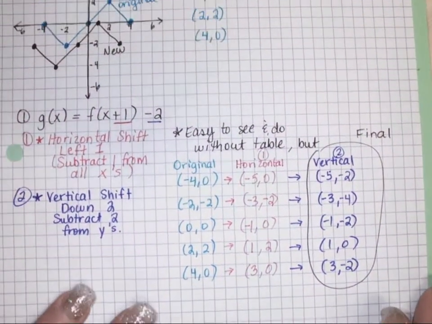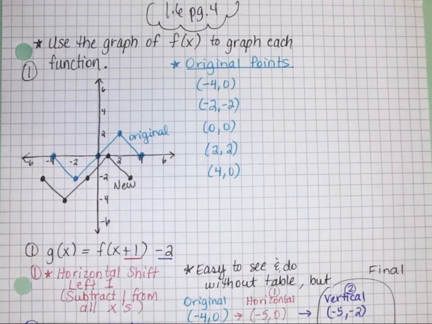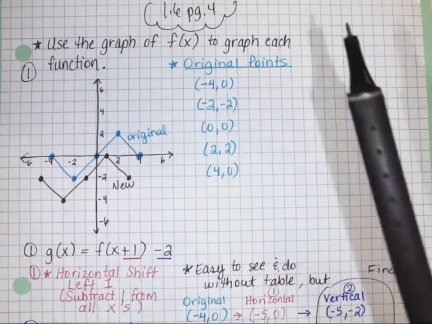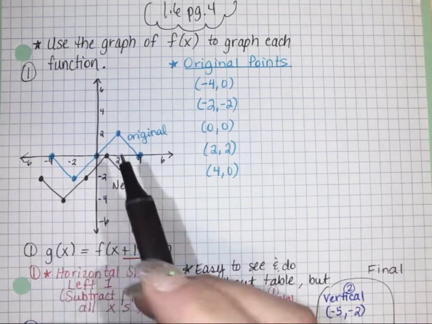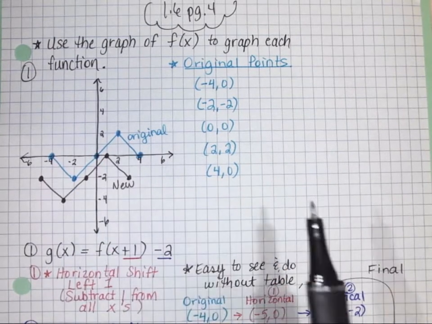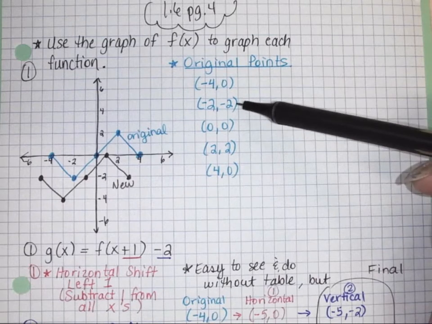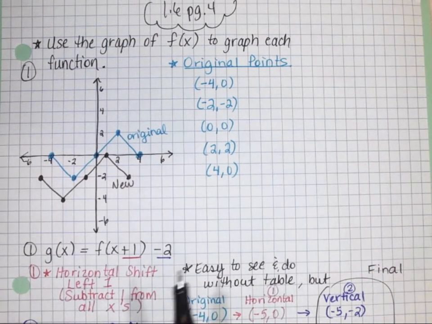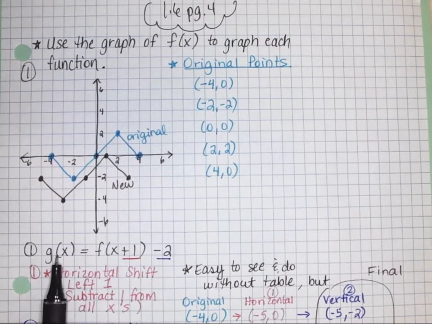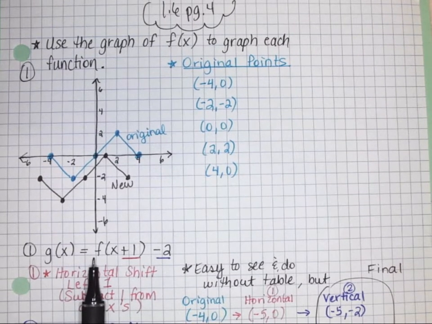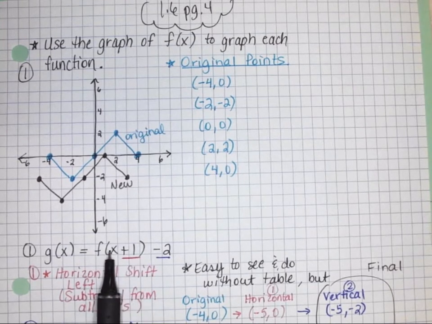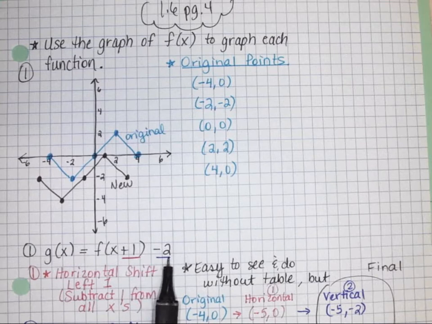Okay, this next example has already been done for you. In this particular example, we say use the graph of f of x. So your original graph is in blue, and these are your original points on that graph. We want to graph this new function, g of x, equals function f being transformed by adding 1 to x and minus 2 at the end.